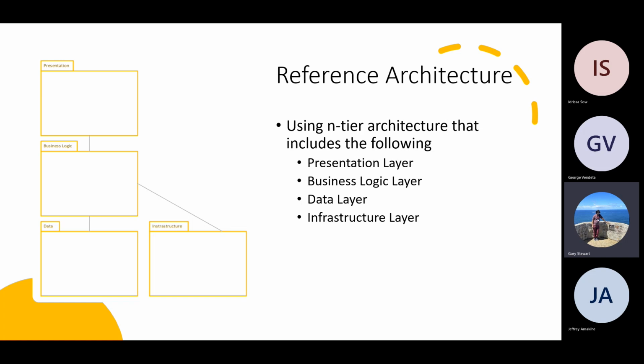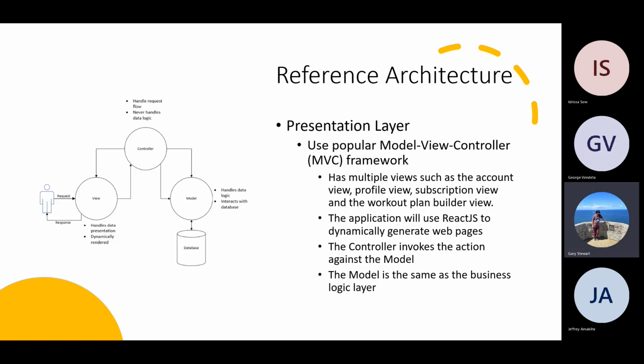So here we want to talk about the reference architecture. The pattern that we decided to use for this application was the N-tier architecture. It includes the following: a presentation layer, of course, a business logic layer, a data layer, and an infrastructure layer. In the presentation layer, we're using the model view controller, or MVC, framework. It has multiple views, such as an account view, a profile view, a subscription view, etc. The application will use React.js to dynamically generate web pages. The controller is responsible for invoking actions against the model, and the model is the same as the business logic layer.